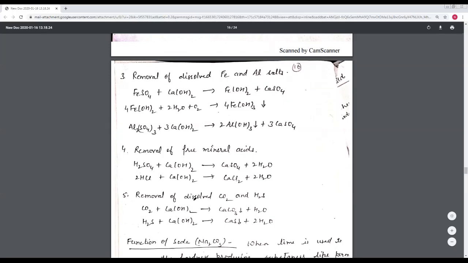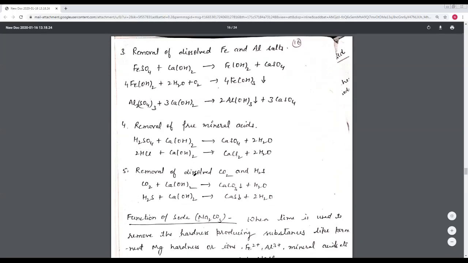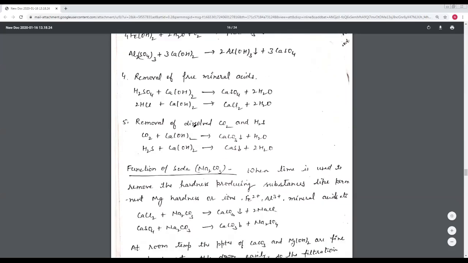And the fourth function of the lime is the removal of free mineral acids. Mineral acids means the presence of sulfuric acid or hydrochloric acid. So when sulfuric acid H2SO4 reacts with calcium hydroxide, it gives calcium sulfate and a water molecule. And same here, hydrochloric acid HCl reacts with calcium hydroxide, then it gives calcium chloride and a water molecule. And the last function of the lime is the removal of dissolved carbon dioxide and hydrogen sulfide.